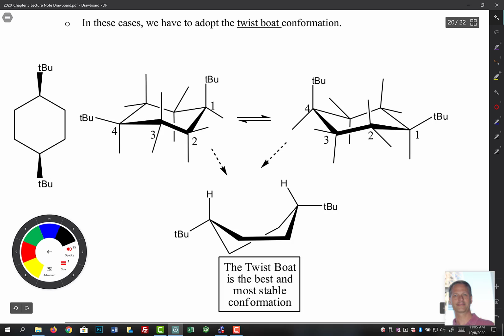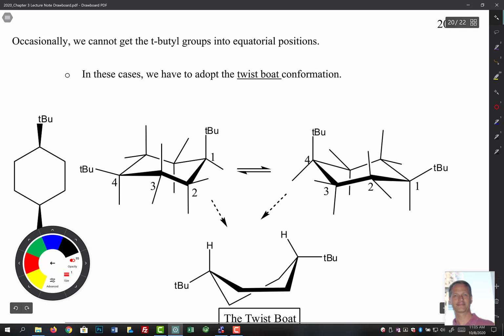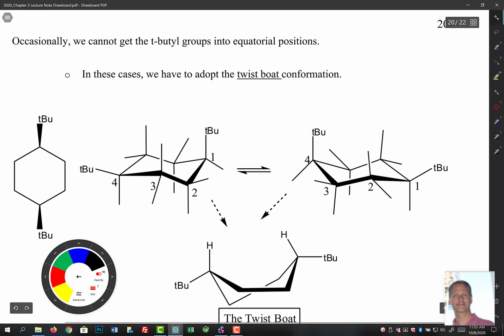Now, occasionally, we can't get these big bulky groups into equatorial positions. So this is a happens-occasionally thing. So you're not going to just go straight to this right off the bat and say, oh, it's got to be this weird situation. So in this situation, when we have these two tert-butyl groups, we end up with one axial and one equatorial in one of our conformations, right? And then in the other conformation, we end up having the same situation arise, right?